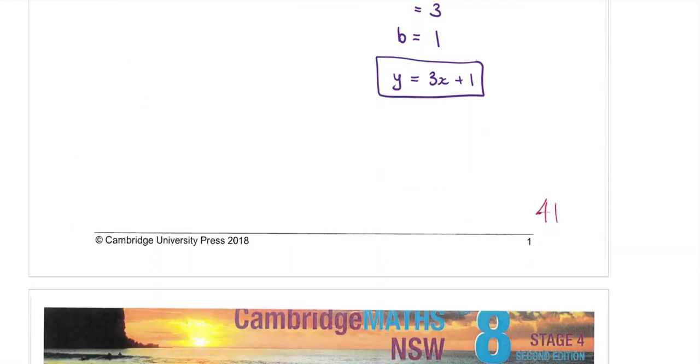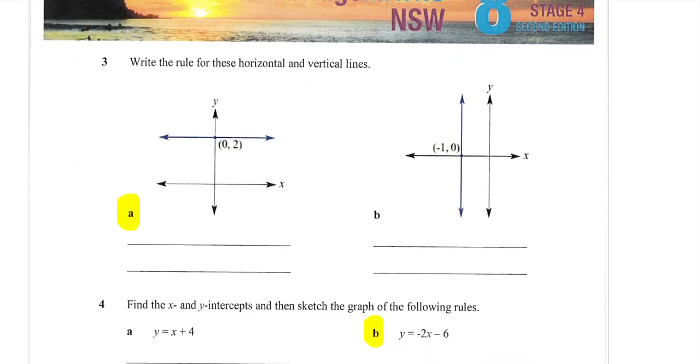Next, question 3. Write the rule for the horizontal and vertical lines. Now, people always forget about these. I don't know why. If you have a vertical or a horizontal line, it is always going to be either x equals the number or y equals the number that it's going through. Now, to know whether it's x equals or y equals, it is the axis that it goes through.